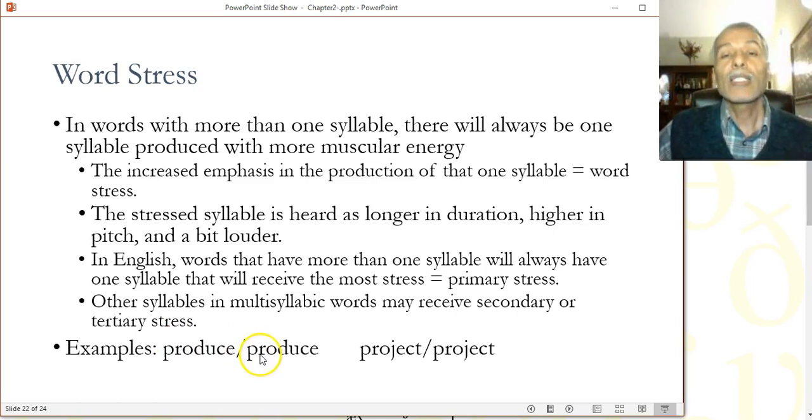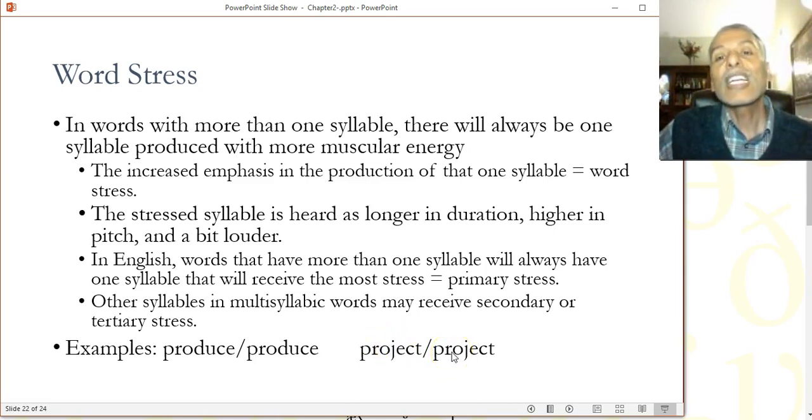But if you make it a verb, you say produce, you are going to make this vowel into a schwa. You make it shorter, and that whole syllable becomes neglected, becomes less emphatic, less stressed. And then in deuce, the oo becomes stronger, and the whole syllable becomes strong. So produce. If you say this as a noun, project. And then your stress is at the beginning, and this syllable is not as emphasized.